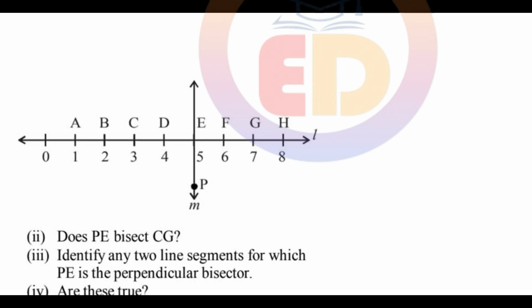Third question. In the third question, they are asking, are these true? The first is AC is greater than FG. Now A to C, A is at 1, C is at 3, so it is 2 units. So AC is 2 units and F to G is 1 unit. So it is greater, so this sentence is true.